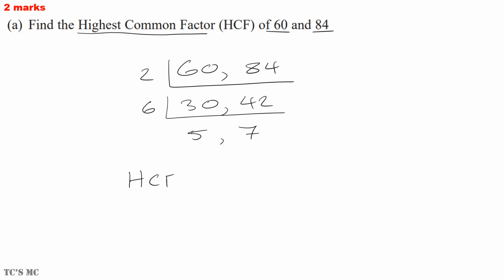The highest common factor is the product of the left-hand side. So in our case it is 2 multiplied by 6 and we get 12. And that is our final answer and our 2nd mark.